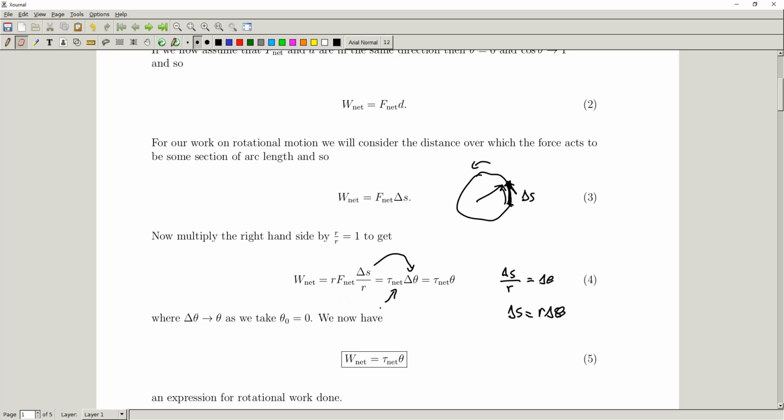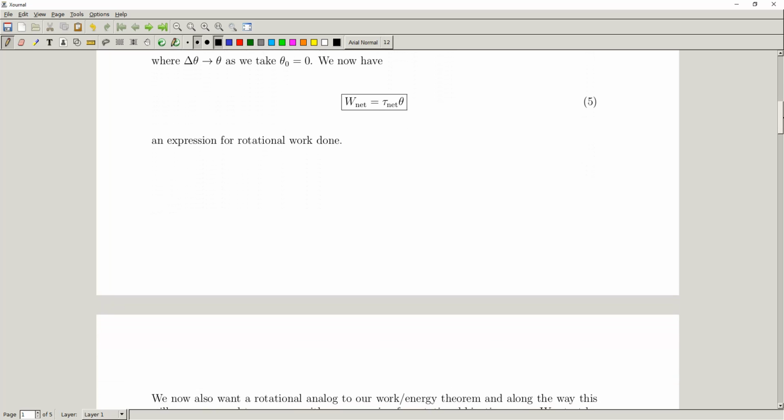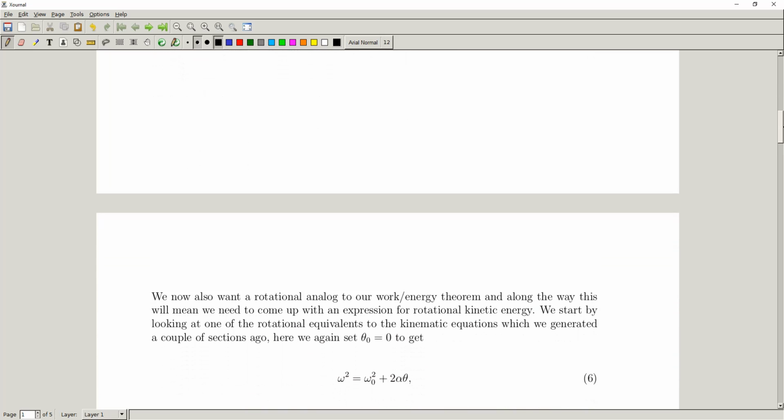So let me clean this up a little bit. If you're unclear about any of these steps, all these variables are collecting things that we've done over a number of previous modules. So if you're kind of rusty on any of those, go back and take a look at that. But in the end, after we make all these simplifications that we have outlined here, we end up with this expression that the net work done is equal to the net torque times the angle theta over which this torque is being applied. Okay, and so that's our expression for the net work done in a rotational system.